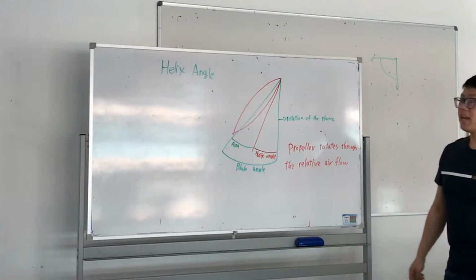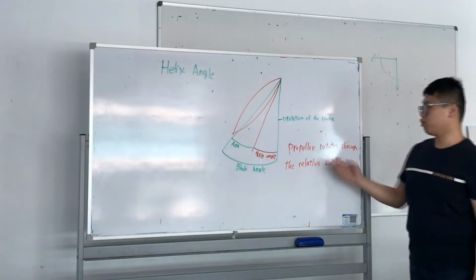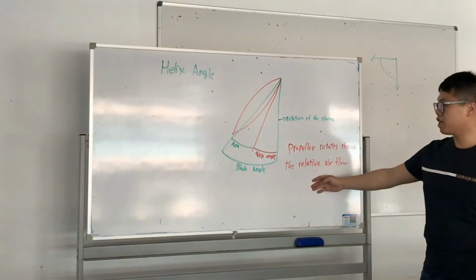Next part is about helix angle. The helix angle is the path of the propeller rotating through the relative air.